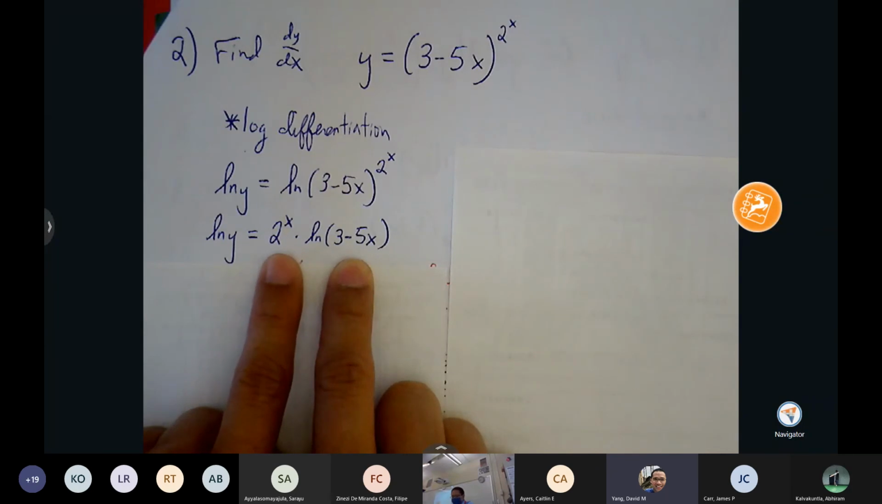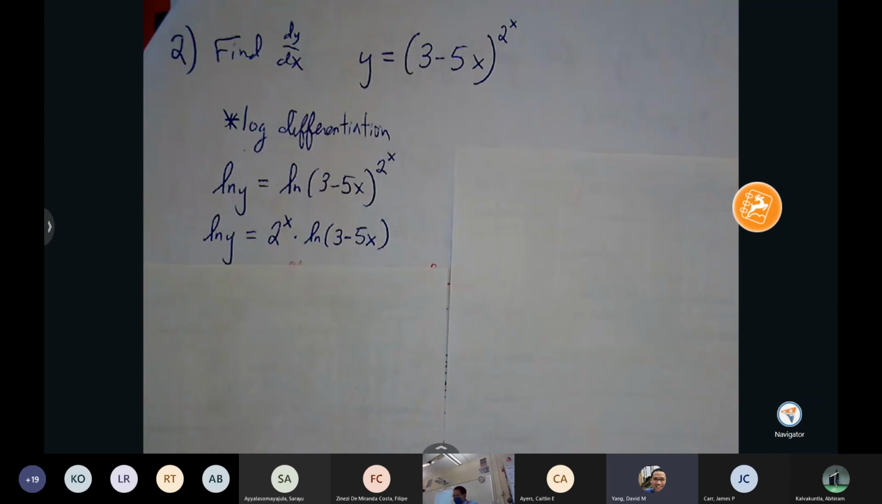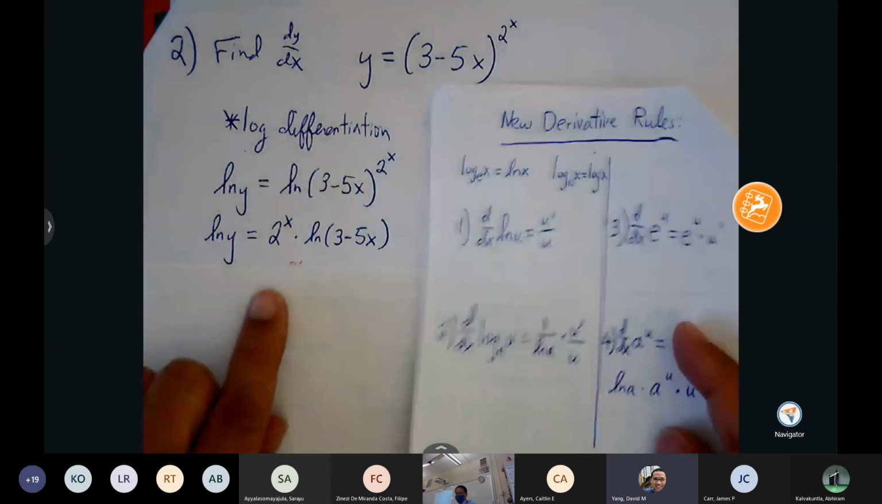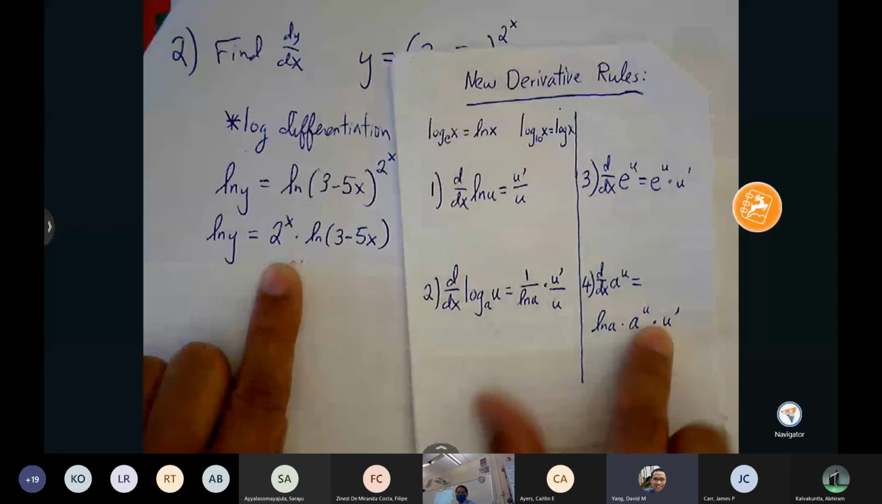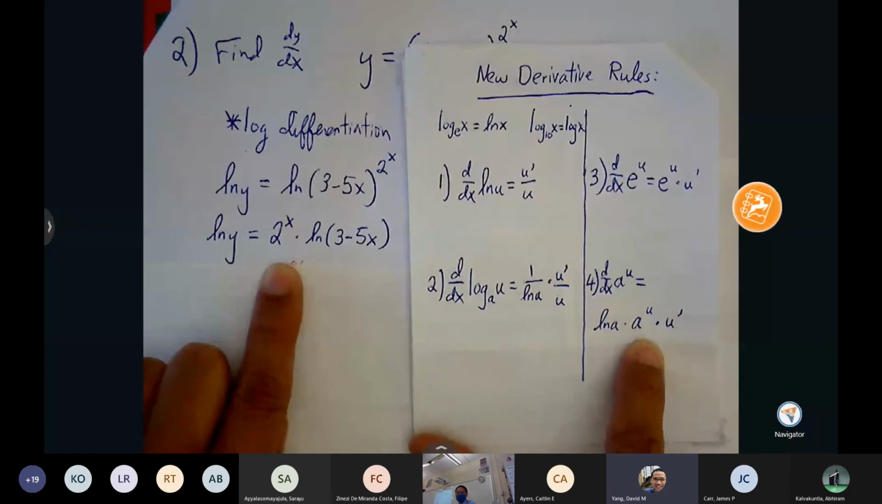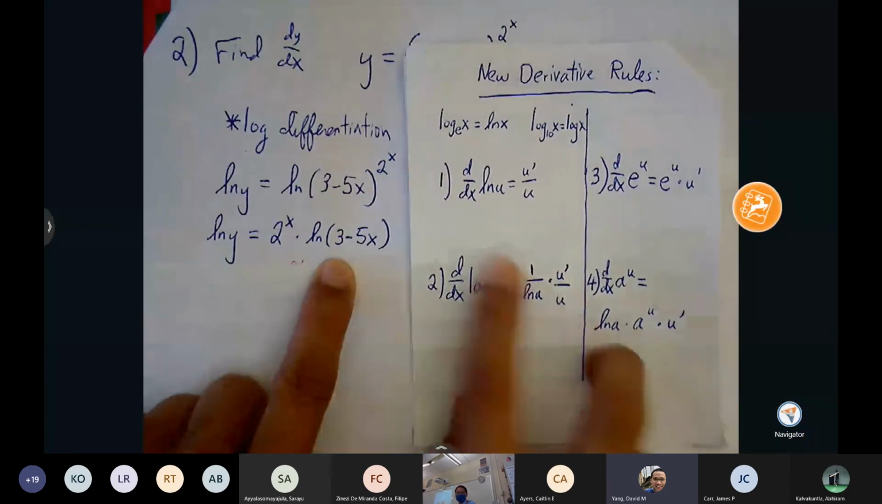So for 2 to the x, we have to apply our rule for a to the u. And then for ln of u, we apply that rule as well. So we're going to apply this rule here, and then we'll apply this rule here.